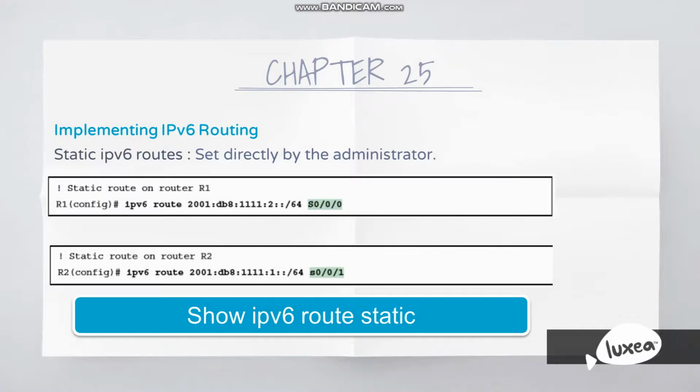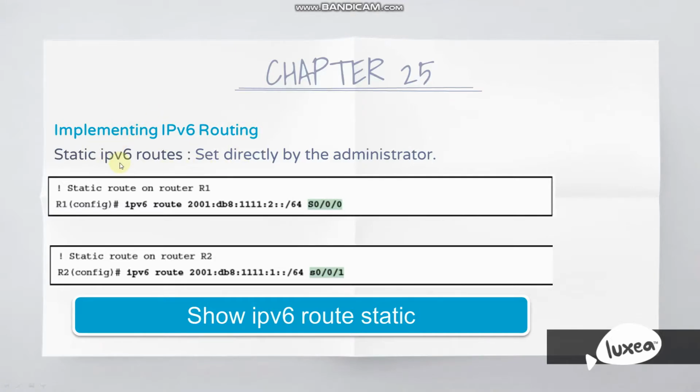Moving on to chapter 25, we're going to talk about IP version 6 routing. Static IP version 6 routes are set directly by the administrator, and this is an example. First, I would like to connect two PCs with different routers. To communicate across two different routers, I have to set up each router. On router 1, we put the IPv6 route command and interface.